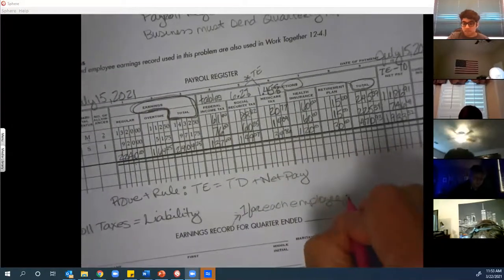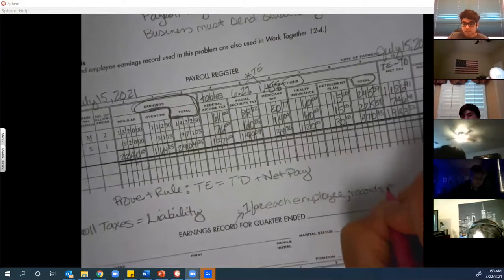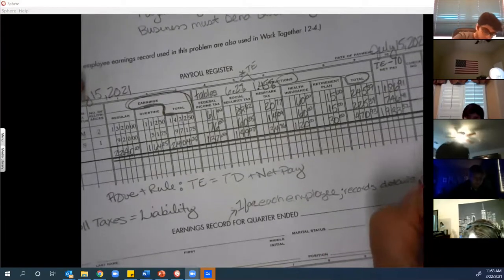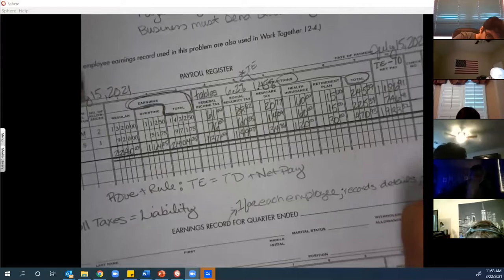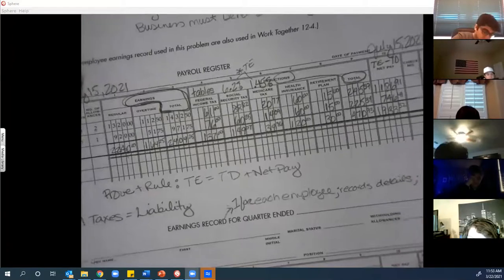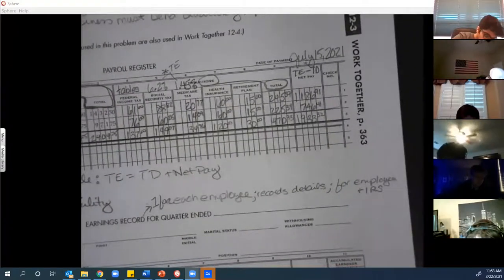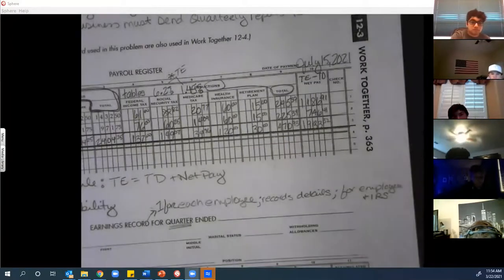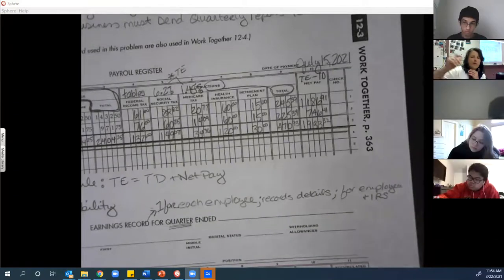Okay. It records all the details of what's gotten pulled out, what they've earned. And this information is important for the employee and the IRS. I also want you to notice that it says for the quarter ended. So we're working on these payroll records by a quarter. What does a quarter mean? Three months, right? Every three months.